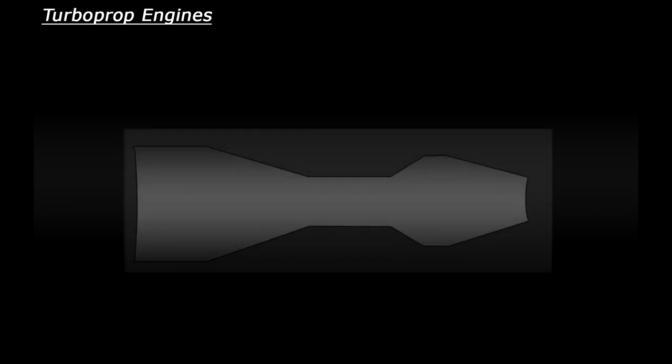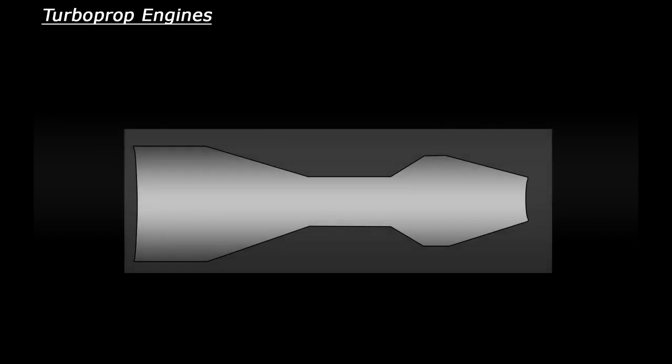Next, let's look at a more powerful engine called a turboprop. These engines work completely differently to their piston counterparts. To understand how these work, we need to have a basic understanding of how a jet engine works. So a jet engine consists of several main areas or parts. Beginning from the left, we have the intake where air enters the engine.